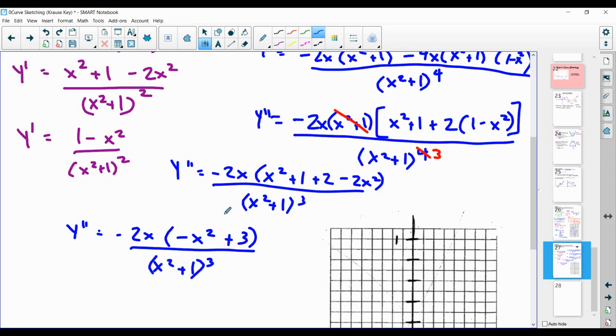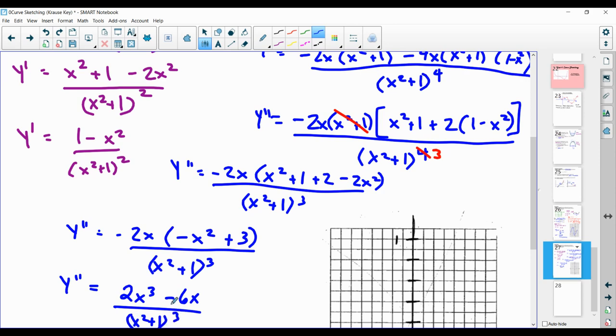And so we can leave it like this, or I can multiply it out further. So I have a negative 2x. A negative 2x times a negative x squared becomes a positive 2x cubed. And that's minus 6x. And then I've got x squared plus 1 cubed.